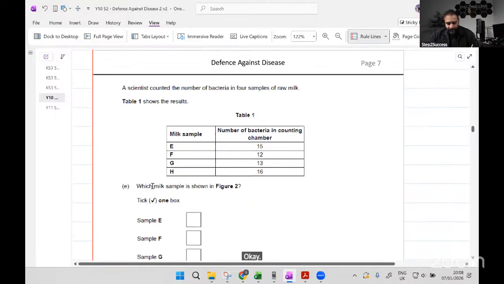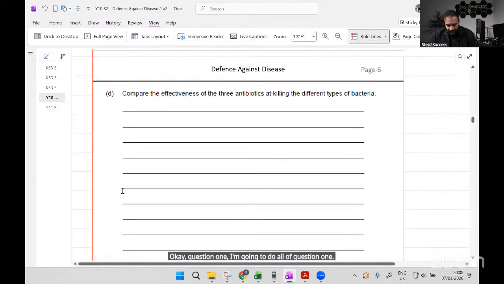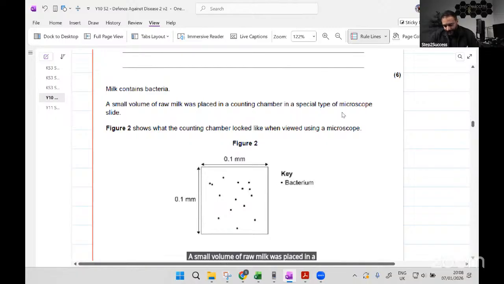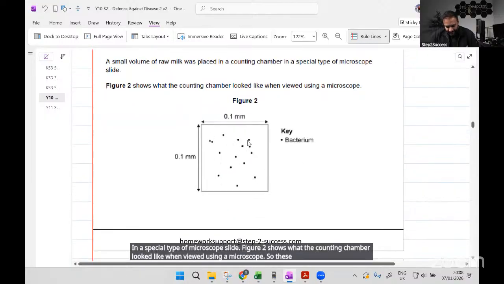Okay, question one. I'm going to do all of question one because it's quite long. Well, I did that first part already. Milk contains bacteria. Excellent. A small volume of raw milk was placed in a counting chamber in a special type of microscope slide. Figure two shows what the counting chamber looked like when viewed using a microscope. So these are some bacteria. You can see that there.